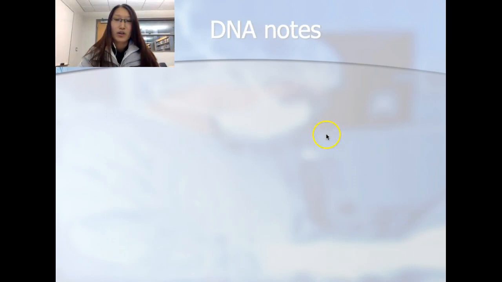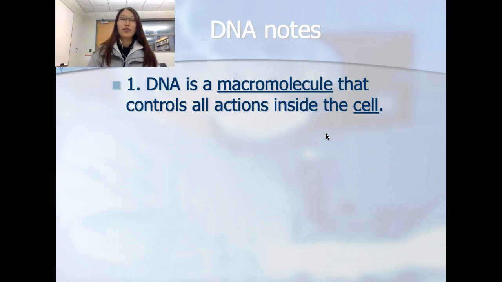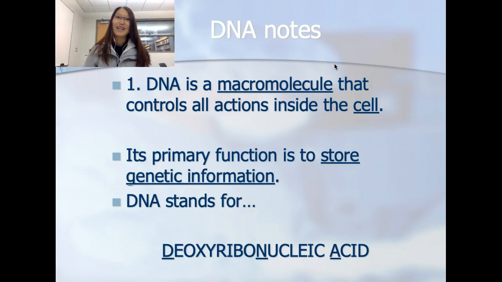So let's start with some notes. DNA is a type of macromolecule. If you think back to the first month of our semester back in September, we talked about the four types of macromolecules. So think to yourself, what are the four types of macromolecules? There's protein, there's lipid, there's nucleic acid, and there's carbohydrate, right? So DNA is a type of macromolecule, and it belongs to the category of nucleic acid.